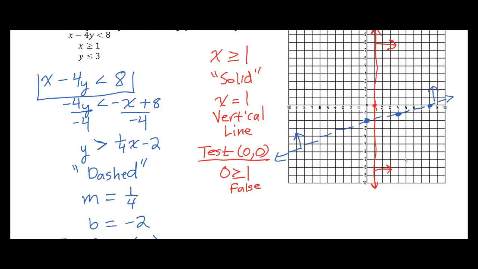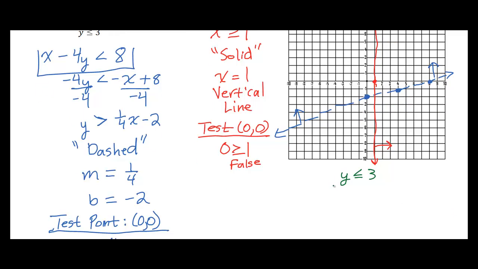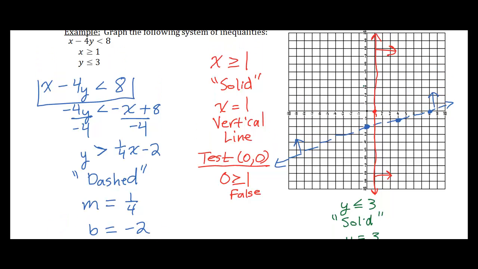Last but not least, we're going to graph and use our test point for the inequality y is less than or equal to 3. That is going to be a solid line. And the line y equals 3 is a horizontal line. It goes through the point on the y-axis where y equals 3. So I know it goes through that point, it's a horizontal line, and it's solid. So I've got my 3 graphs here.